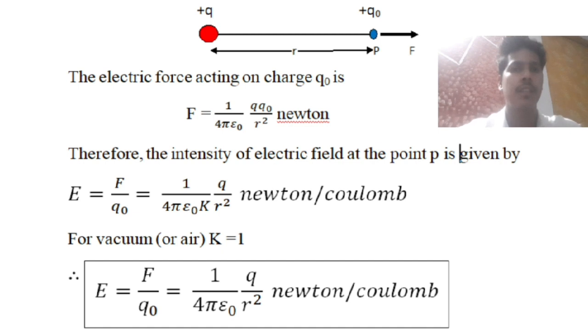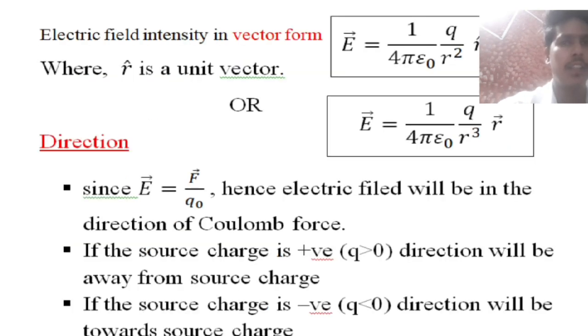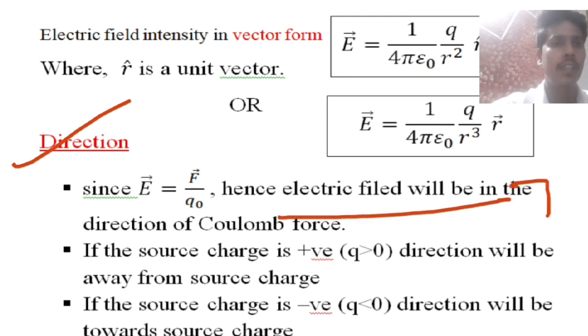Here you have this plus q charge, and the q naught charge is the test charge. First we calculate the formula. You can note down this derivation. For the field intensity, what will be the direction? Here you can find the value of electric field intensity by using this formula.